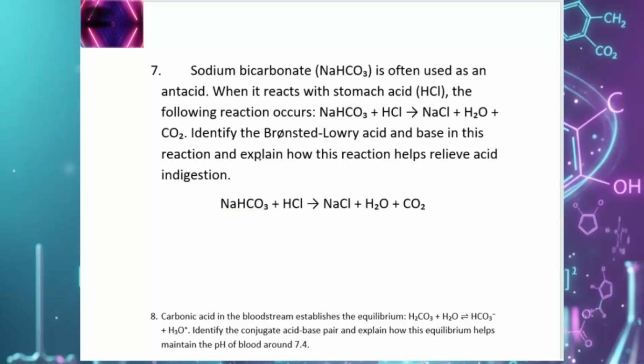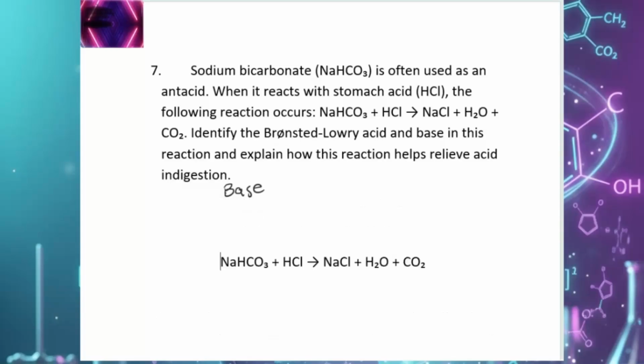We should be able to knock this out the box. NaHCO3, that is the base. If you didn't know that, well, now you do. This is your base right here. If NaHCO3 is a base, then obviously HCl is the acid. Look for the twin on the other side.